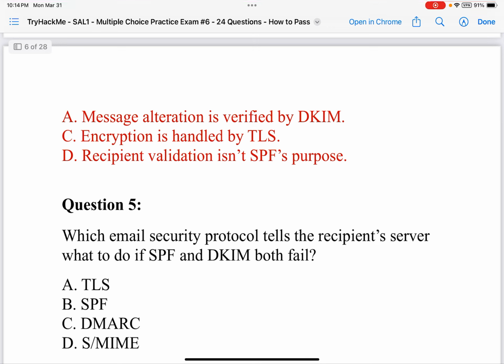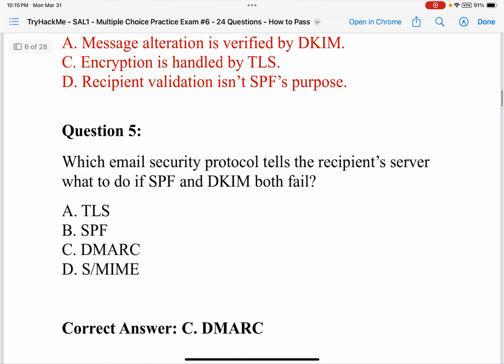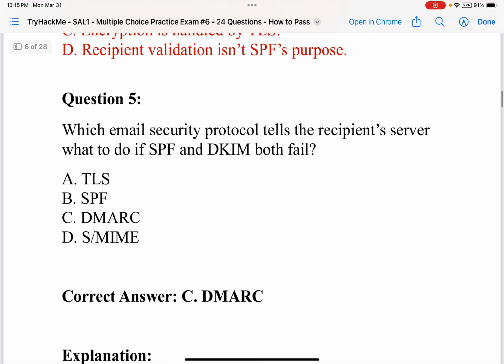Which email security protocol tells the recipient's server what to do if SPF and DKIM both fail? A. TLS. B. SPF. C. DMARC. Or D. S/MIME. Correct answer is C, DMARC.